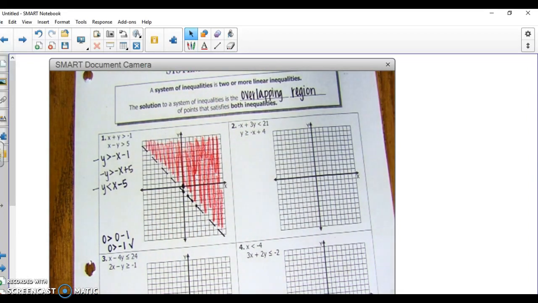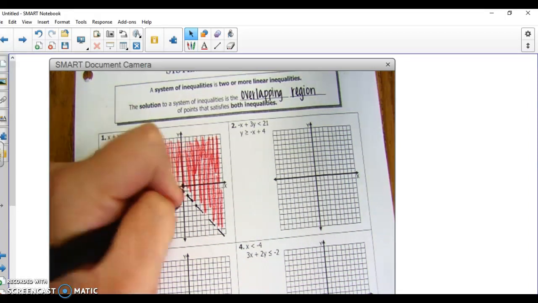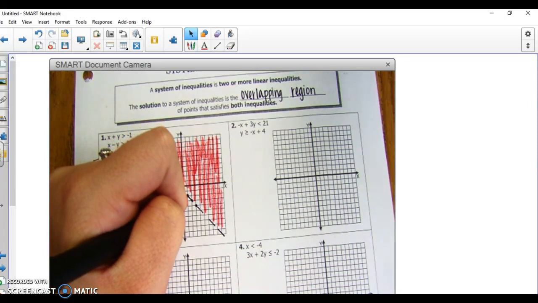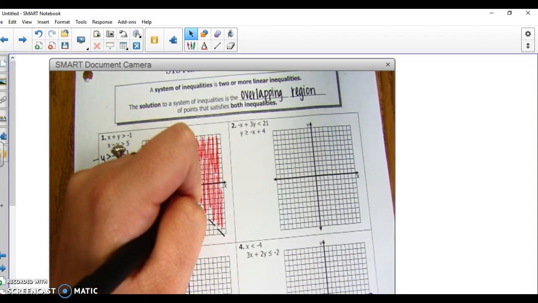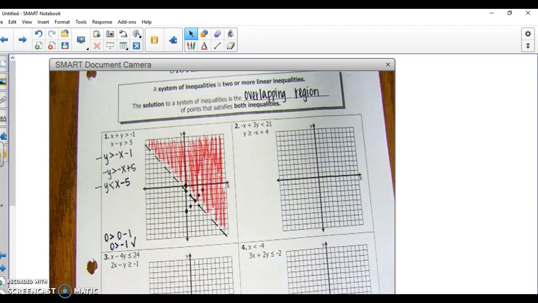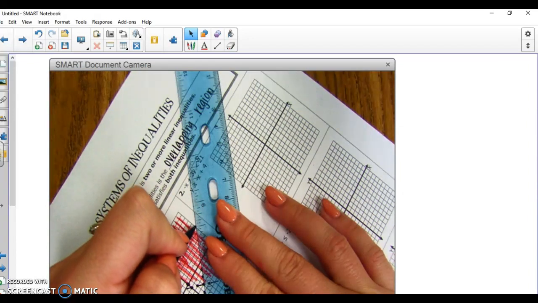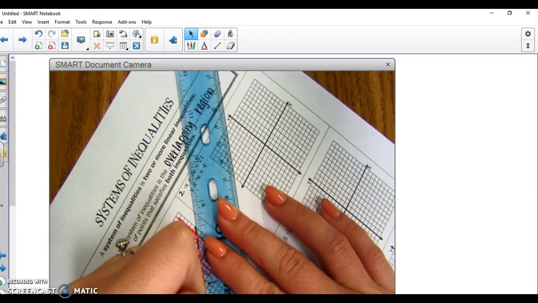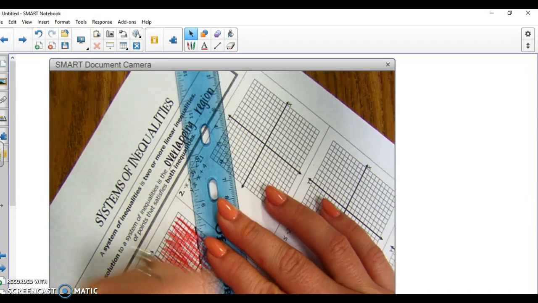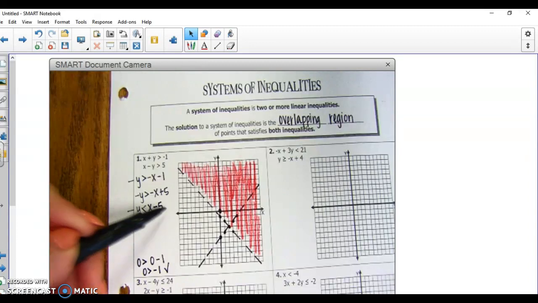All right, so then I'm just going to graph my second equation. So I have y less than x minus 5. So I go down to -5. And now I need to go up 1 and over 1. All right, and I have less than, which means I need a dashed line. So I'm just going to draw a dashed line through these points. And there is my line for y is less than x minus 5.